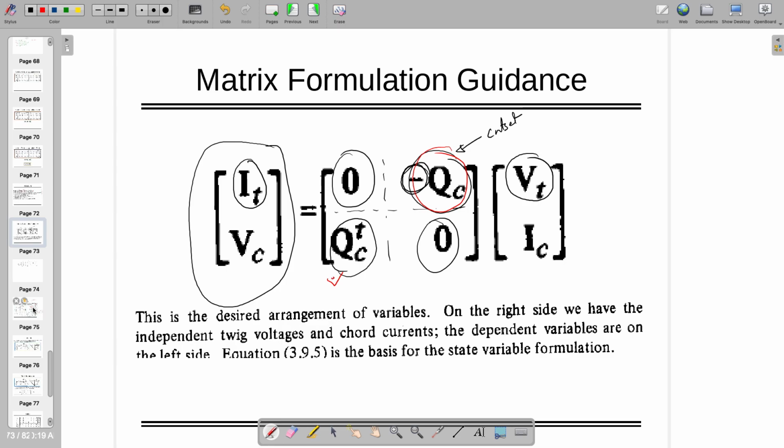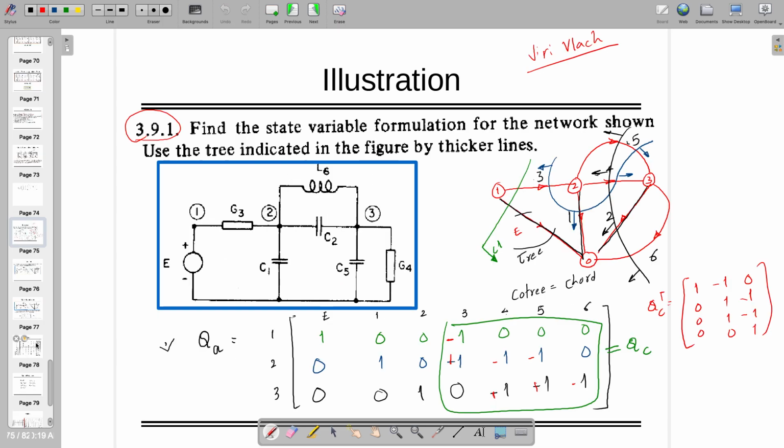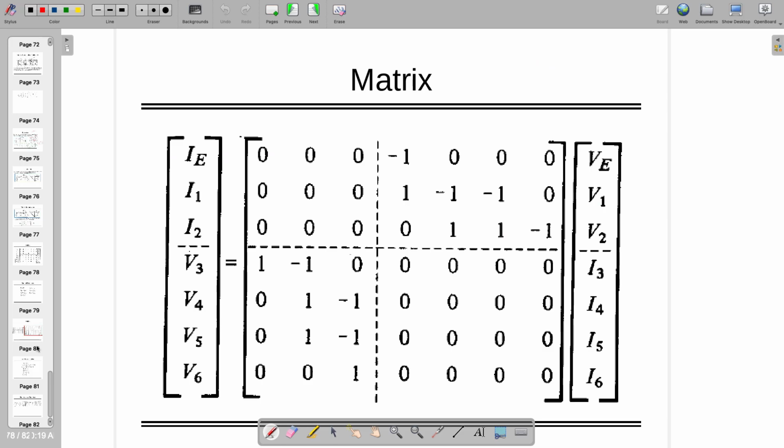Then you have to feed the entries. When you are feeding the entries, you are going to have three currents which are part of tree: IE, I1, I2. Similarly, you will have three entries of tree: VE, V1, V2. This is 0, this is minus of QC, this is plus QC of T with transpose, and this is 0. This is what I fed here, and all others are V3, V4, V5, V6, and this side I3, I4, I5, I6.